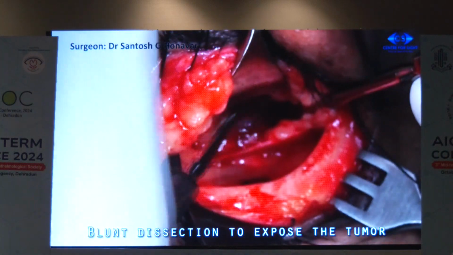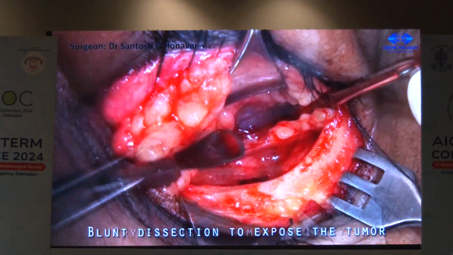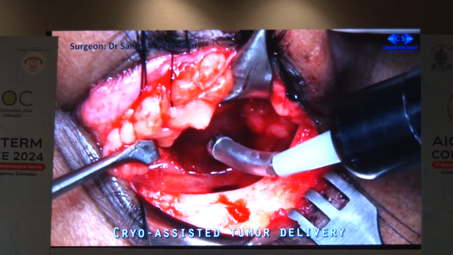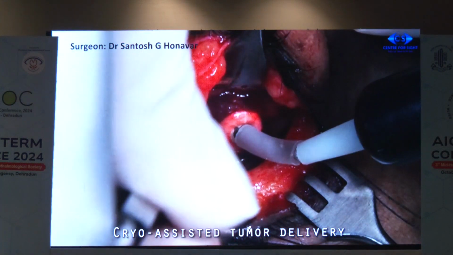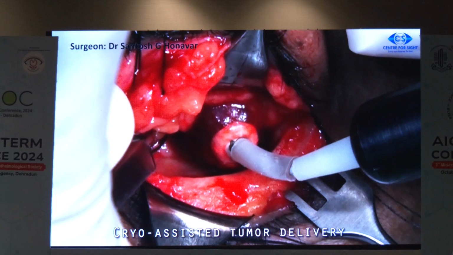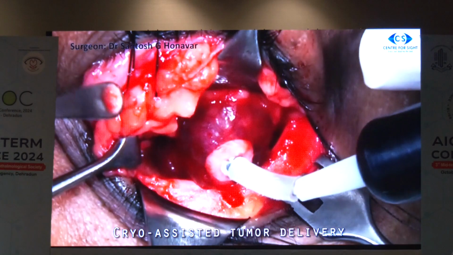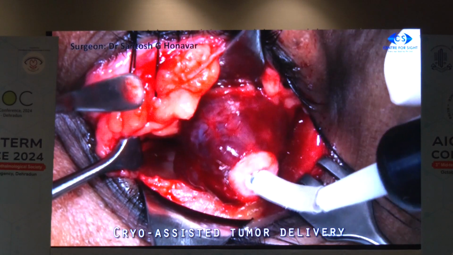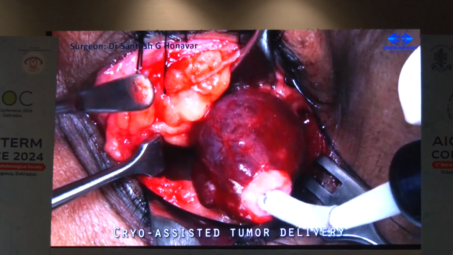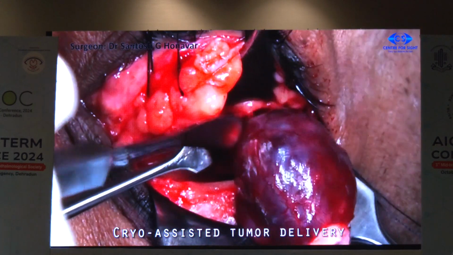Dissect the tumor to about 30 to 40%. Then we go a little posterior, and when the tumor is two thirds dissected, we bring in the cryoprobe to assess its ballotability. And if the tumor is ballotable, we support it from the posterior aspect and gently wriggle the tumor out. There is no hurry at all here. And hemostasis is very important during surgery.